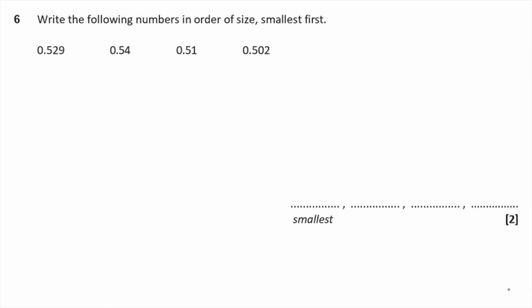Let's write the following numbers in order of size, smallest first. Okay, so I like to try and compare these digit by digit, moving from left to right. So they all start with a 0. That's the same for all of them, isn't it? And actually the next digit along is the same for all of them as well. Okay, they all have a 5 there. Then things get different on the next digit, don't they? So on the next digit along, we've got a 2, a 4, a 1 and a 0, and that's what I'm going to rank them on. So the smallest one first is the one with the 0 in it then, isn't it?